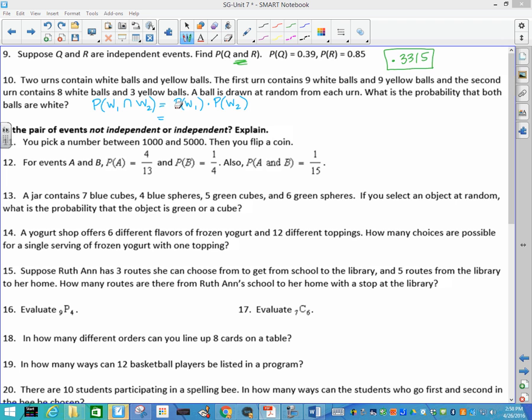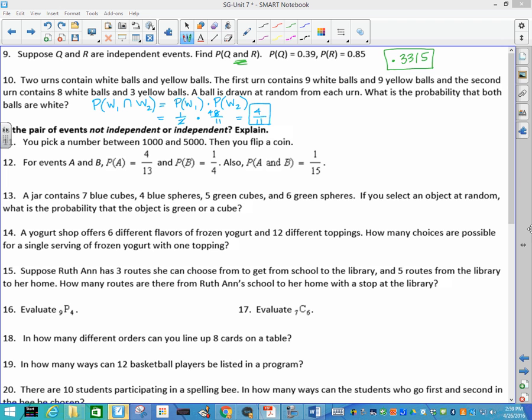From the first urn, I have a total of 18 balls, 9 of which are white, so hopefully y'all see that's 1/2. On the second one, I have 8 white balls out of a total of 11 balls. So 2 goes into 8 4 times. That leaves me with 4 over 11. I didn't need to pick up my calculator, so I'm not going to.